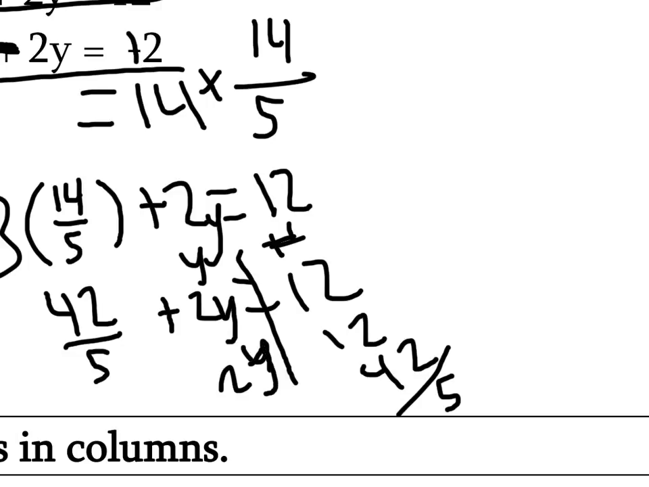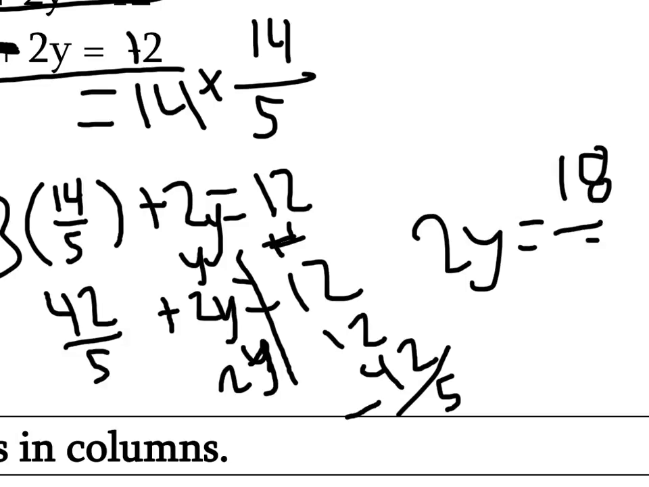Negative 42 fifths, because it switched. This is real messy. I'll give you 2y equals 18 fifths. So, 2y equals 18 fifths.